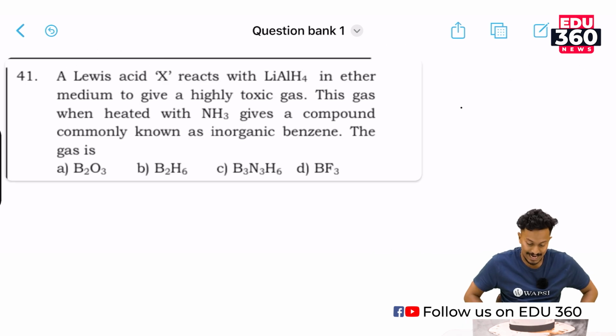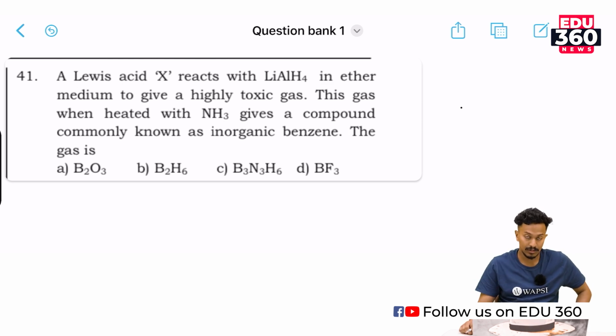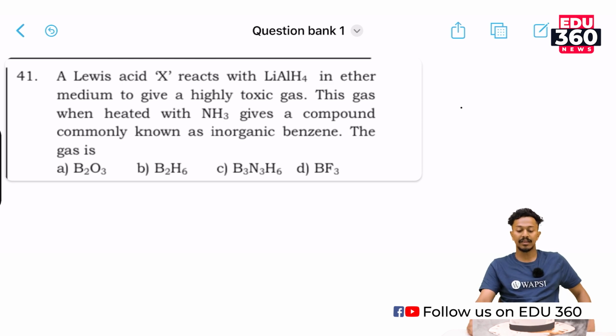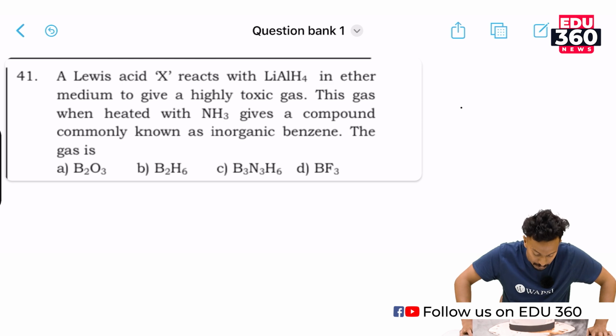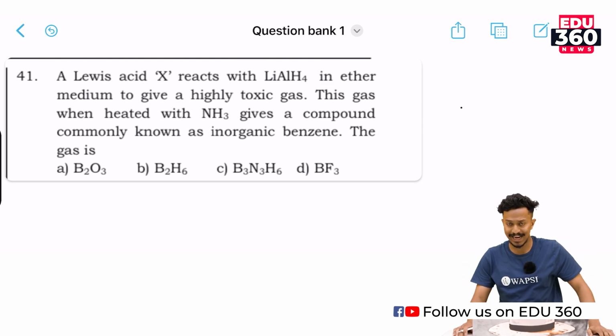A Lewis acid X reacts with lithium aluminum hydride, which is a reducing agent in ether medium, to give a highly toxic gas. This gas, when heated with ammonia, gives a compound commonly known as inorganic benzene. This is what you have to find out. What do you mean by inorganic benzene?